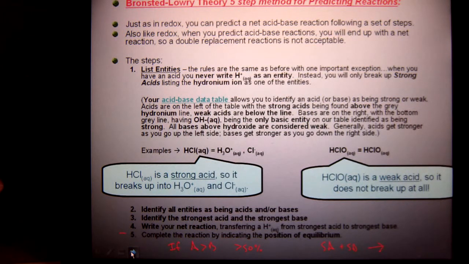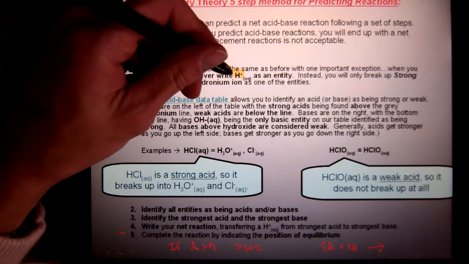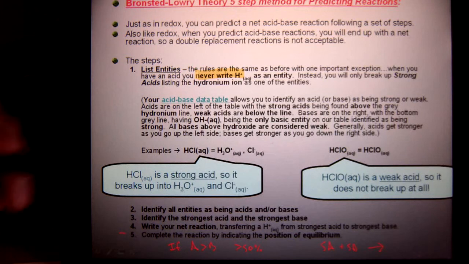Okay, you need to know more than just the definition of a Bronsted Lowry acid and base. You're also going to have to predict a reaction in acid base. Just like in redox, the first step was to determine your entities. Very similar to the rules involving redox. However, in redox, if you had an acidic solution, you would have H plus. In acid-base theory, you'll never have H+. Okay?